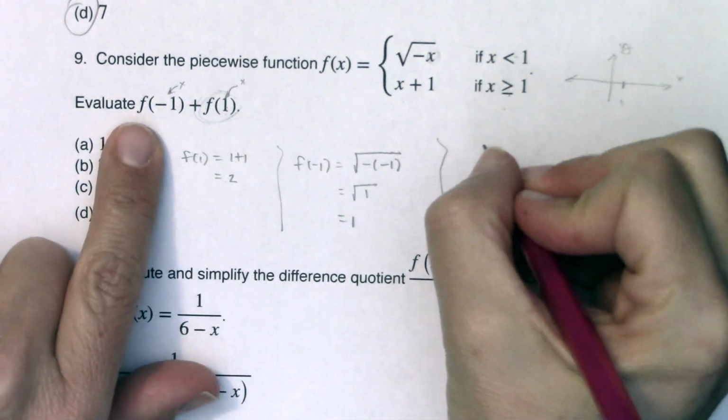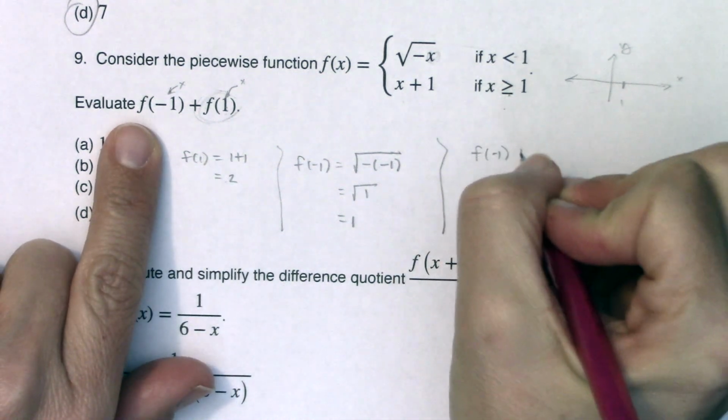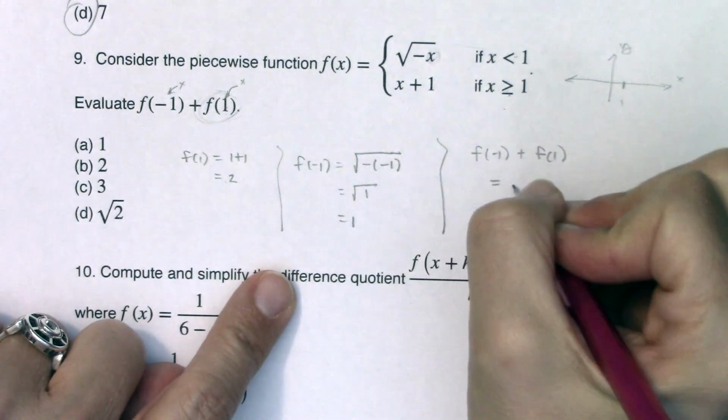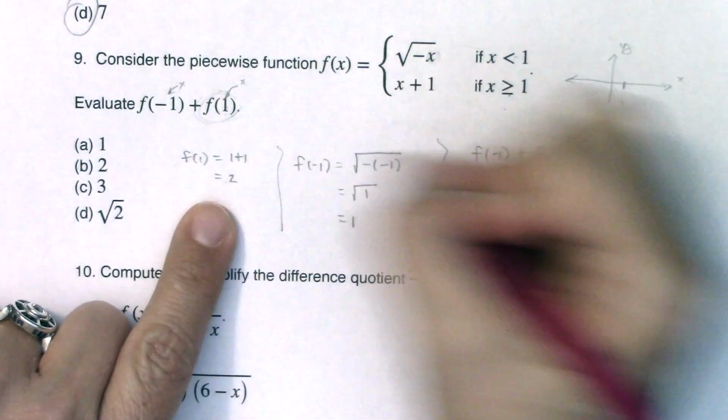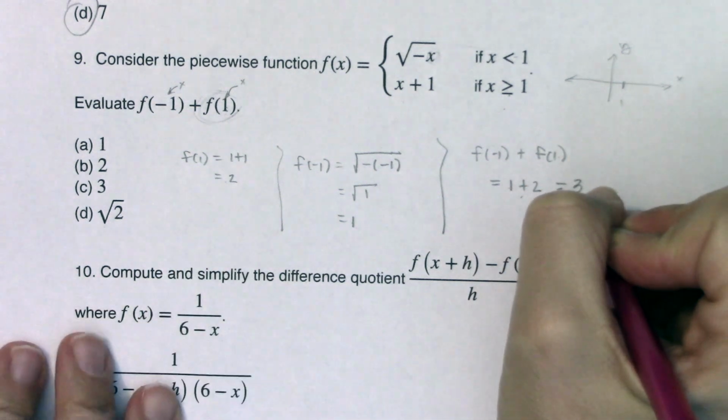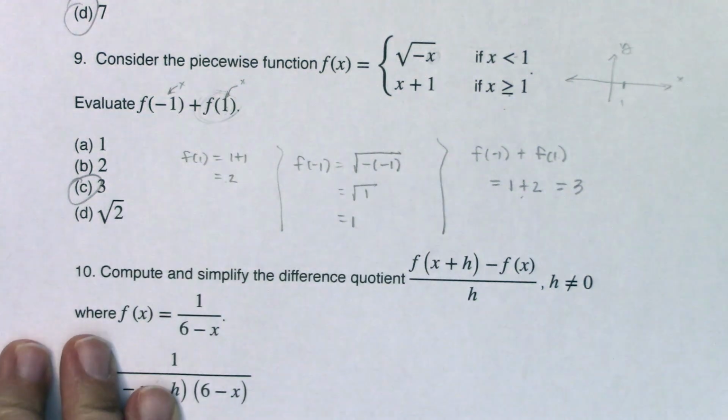Okay, so now let's combine these. I need to do f of -1, and I need to add to it f of 1. Well, we found out f of -1 is 1. We found out f of 1 is 2. And when I do 1 plus 2, I'm looking at 3. So that is ultimately my answer.